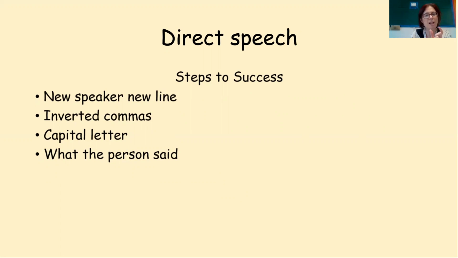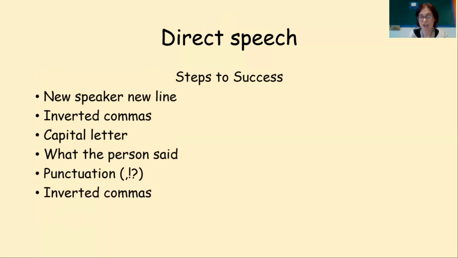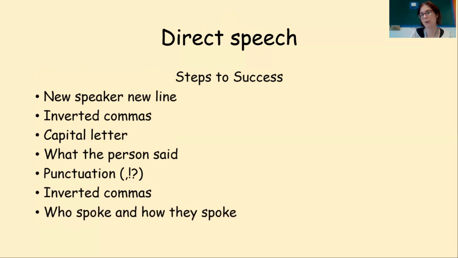Now, last week I did a starter for you on direct speech, and we said that before the final inverted commas, we needed to have punctuation, which is usually a comma, an exclamation mark if somebody's shouting it, and a question mark if it's a question. We only use a full stop if we don't have anything afterwards. So if we're not saying who spoke afterwards, then we can have a full stop. But if we're saying who spoke at the end of it, we need to have a comma, not a full stop. Then we need inverted commas, and then we need who spoke and how they spoke.